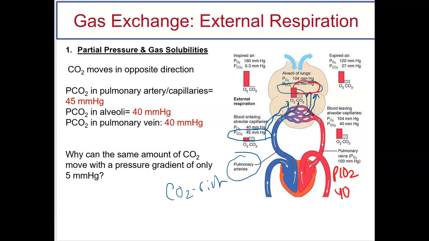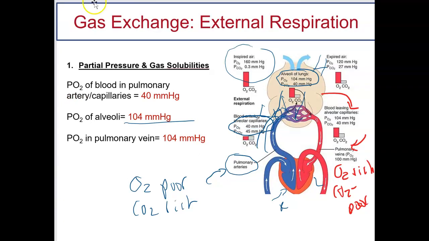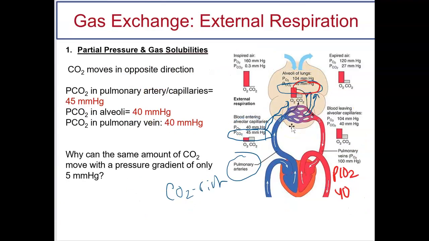Now, a question I like to ask here is, we're moving the exact same amount of gas, oxygen and CO2. But remember that oxygen needed a steeper gradient. Oxygen needed this gradient of 104 to 40 to force that oxygen into your blood. But CO2 only needs a gradient of 5, right? 40 and 45 to move the exact same amount of gas. So why do you think that is? Hopefully you said because it's more soluble. Because CO2 is more soluble, it will move faster. You don't need as steep of a partial pressure gradient.